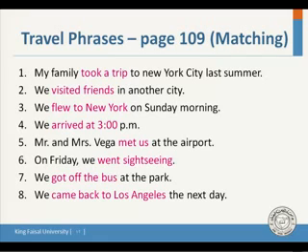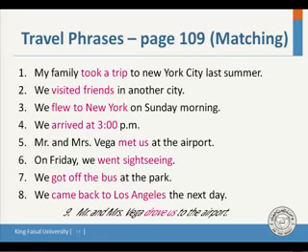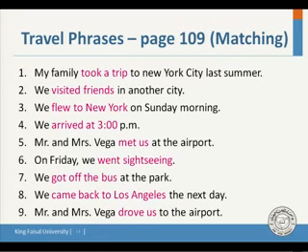Now again, look at these 8 sentences, and we have one more sentence. Mr. and Mrs. Vega drove us to the airport. Drove us by car, not by train. They drove us to the airport. Again, look at these phrases in red. They are all in the past and they are all travel phrases. You have to learn them.